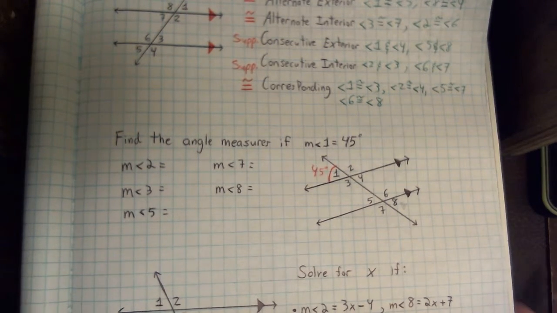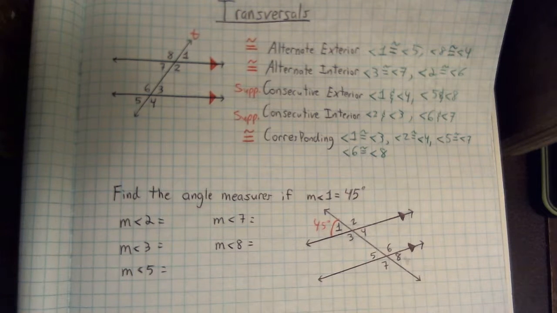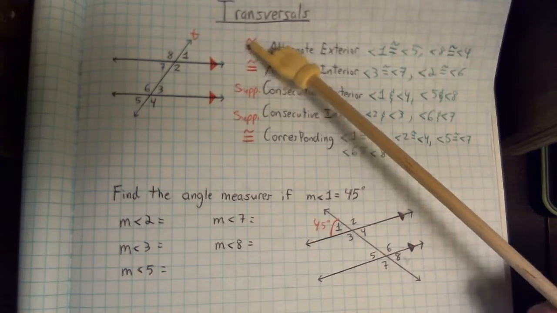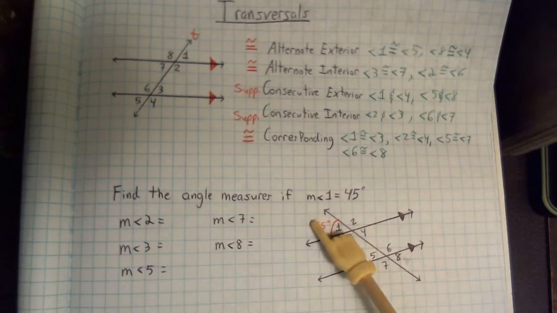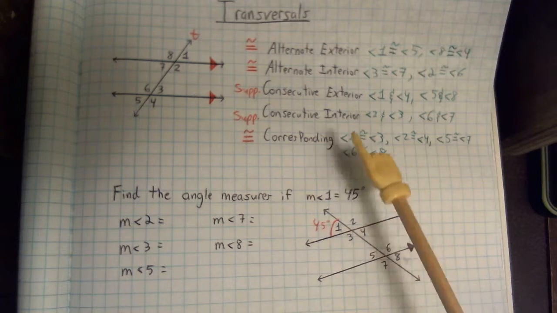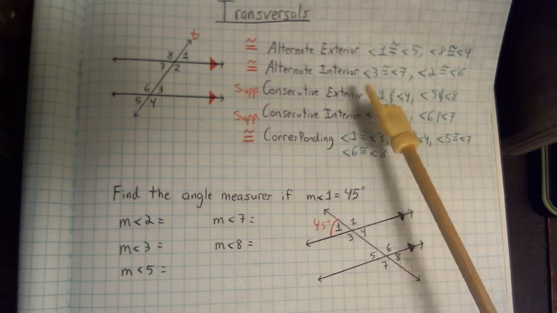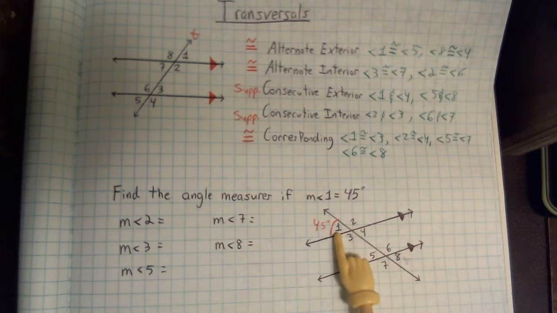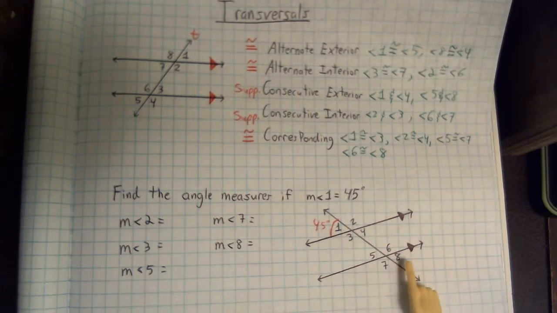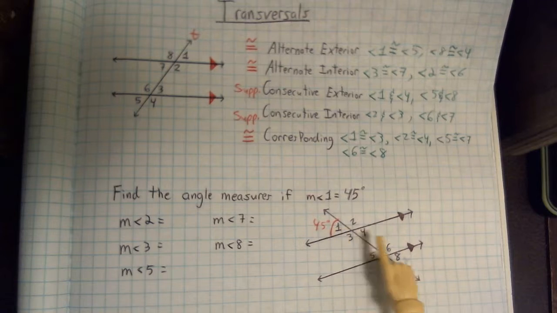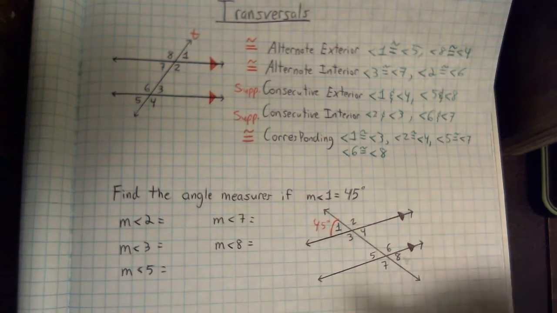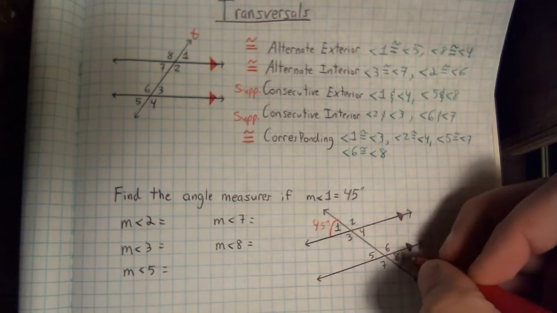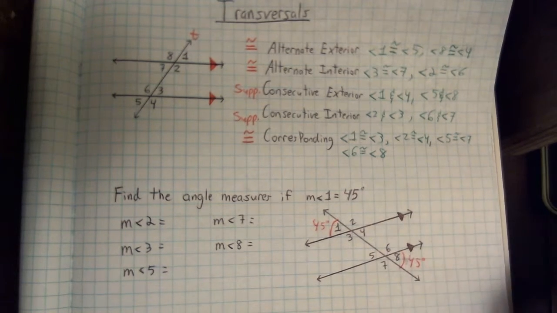And now I'm going to start using some of these properties up top to fill in the rest of these missing angles. And I want to use the congruency part of this because I know what 45 for one of them is. I know that the rest of the ones that are congruent to 1 will have to also be 45. So I'm going to take a look. If I look at alternate exteriors, which are congruent, I know 1 and 8 will have to be congruent, so that makes angle 8 45 degrees.